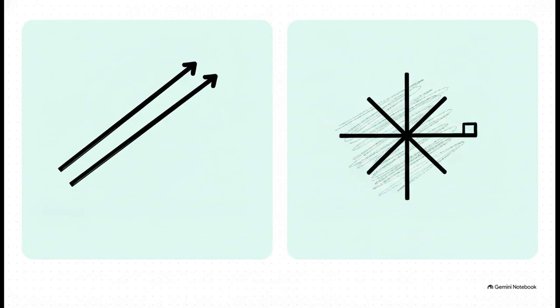The really neat mathematical trick here is that perpendicular slopes are negative reciprocals of one another. So if one road has a slope of 2, the perpendicular road hitting it at a right angle must have a slope of negative 1/2. Multiply them together and you always get negative 1.